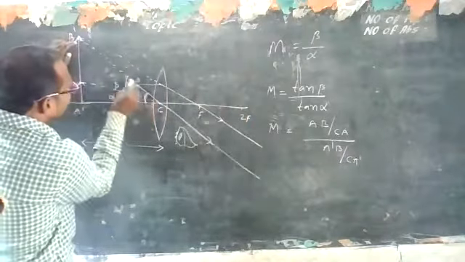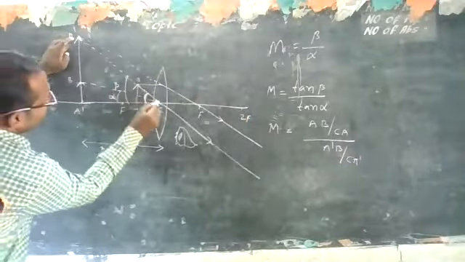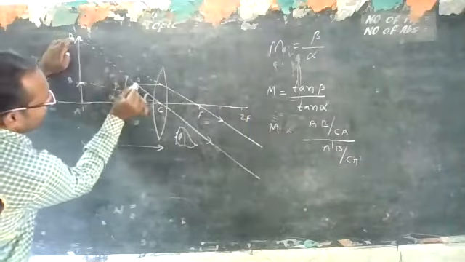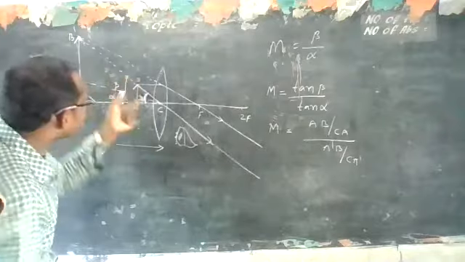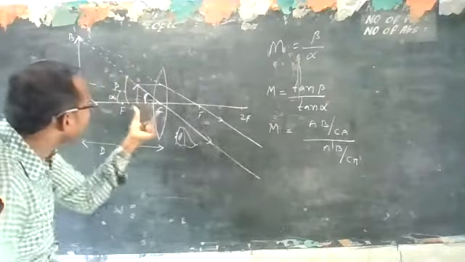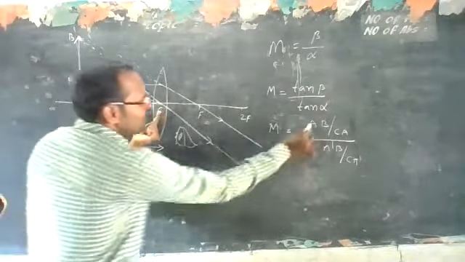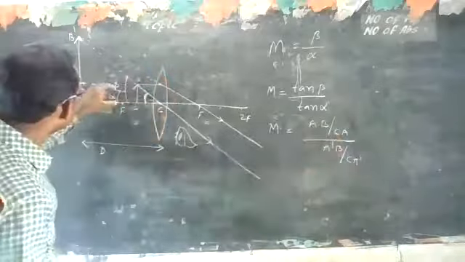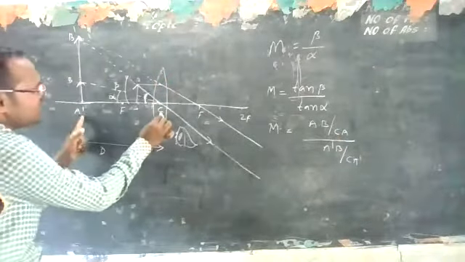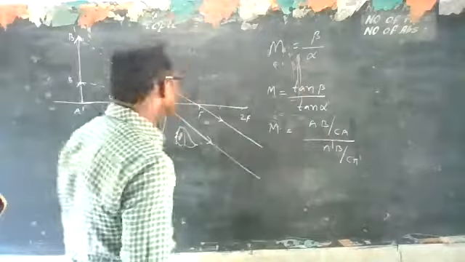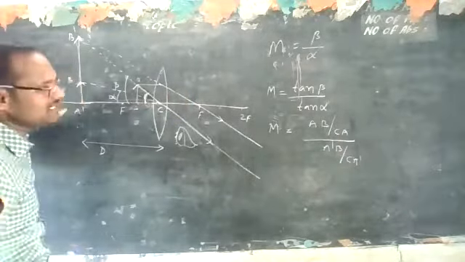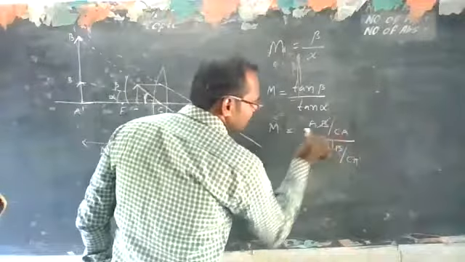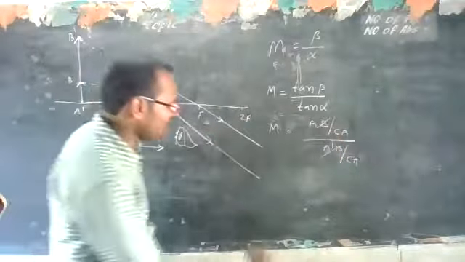Because this triangle and this triangle are both similar. So opposite side by adjacent side: AB by CA. And for alpha, A dash B by C A dash. Yes, I have written. And you know that AB and A dash B are both the same height wise. So AB and A dash B are the same. Now what will happen?